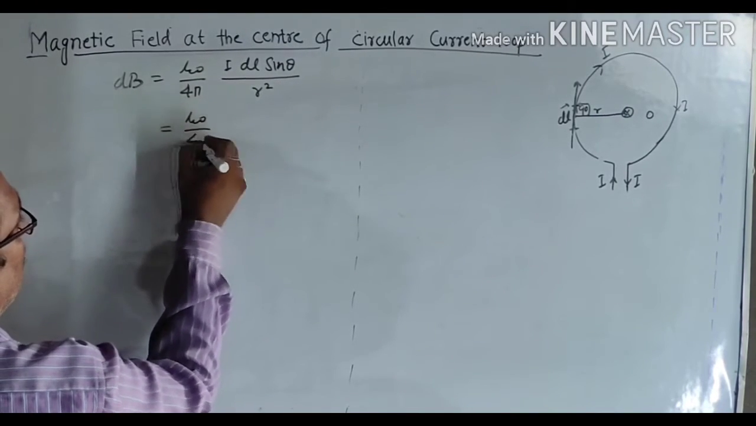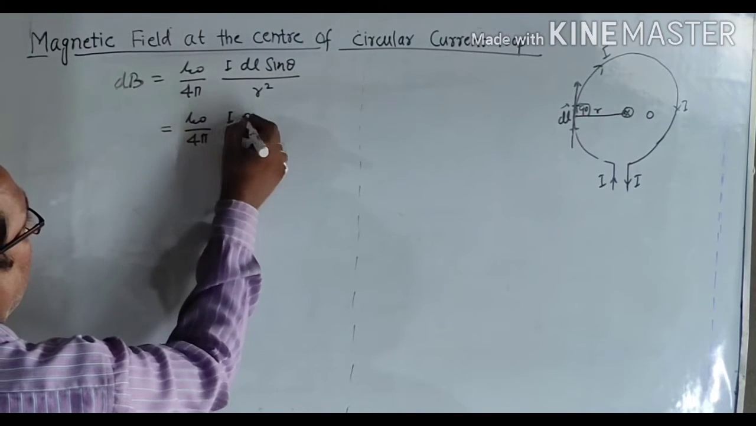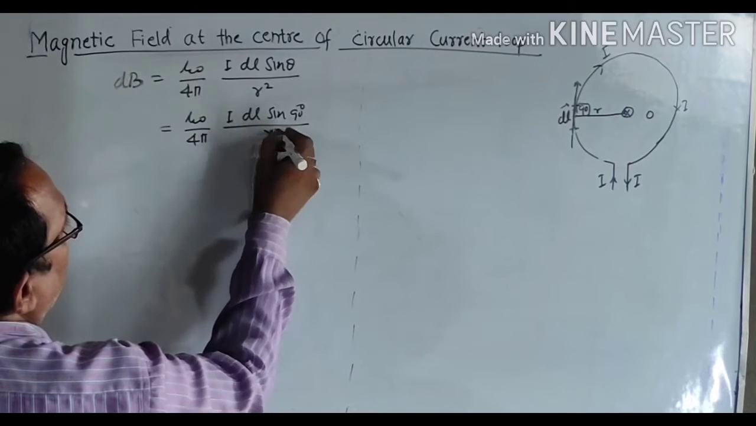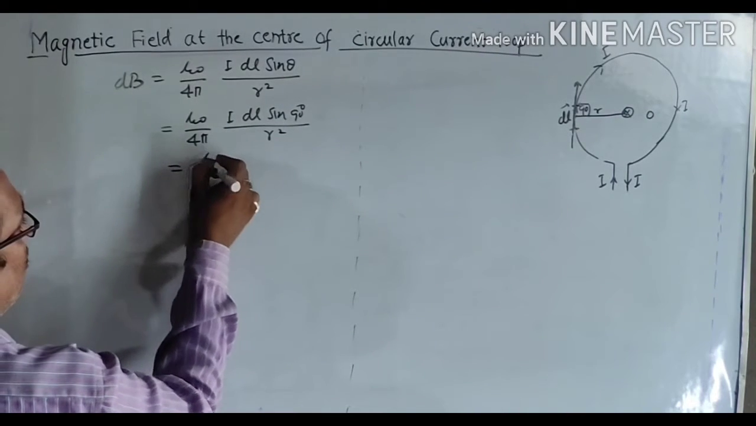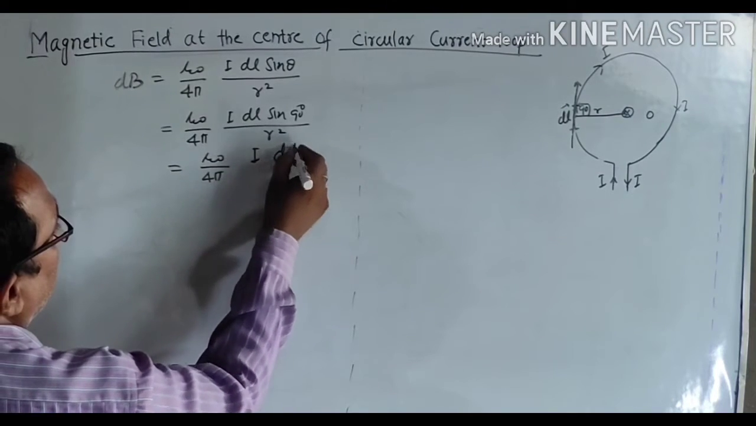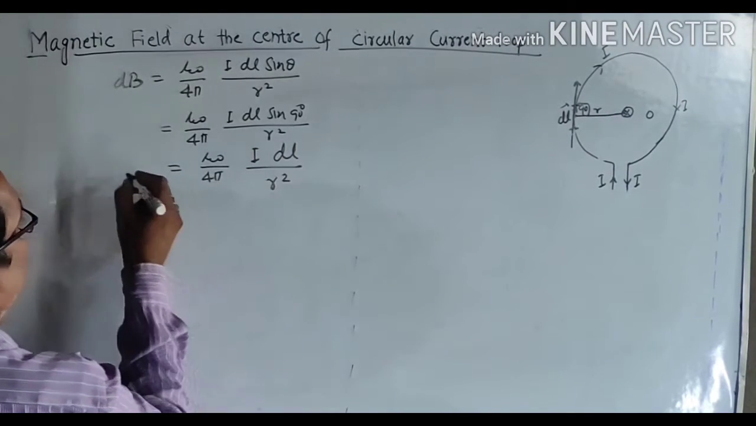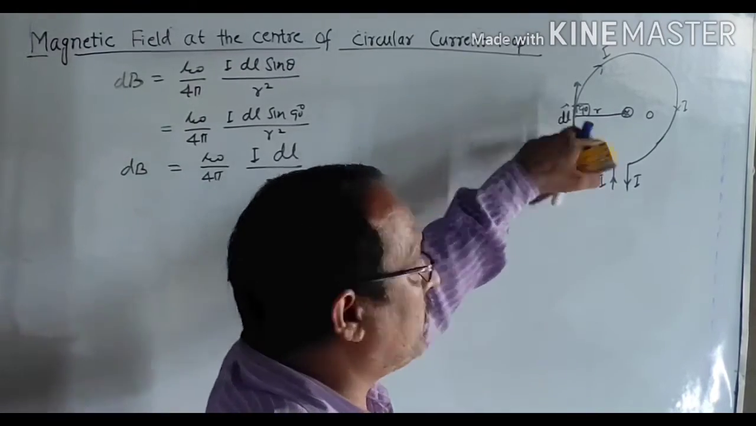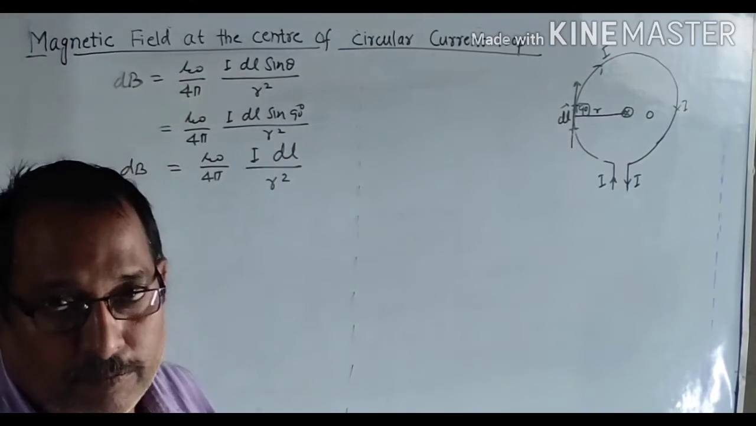So we can write mu naught by 4 pi I dl sine of 90 degree by r square. And sine 90 degree is equal to 1. So we can write mu naught by 4 pi I dl by r square. This will be the magnetic field produced by this small current element dl at the center.